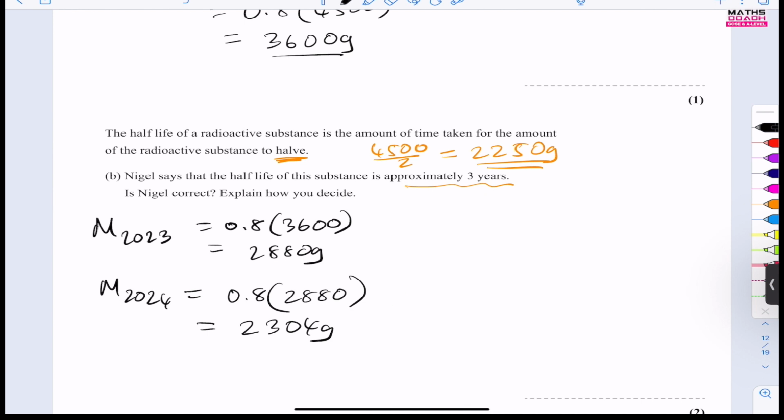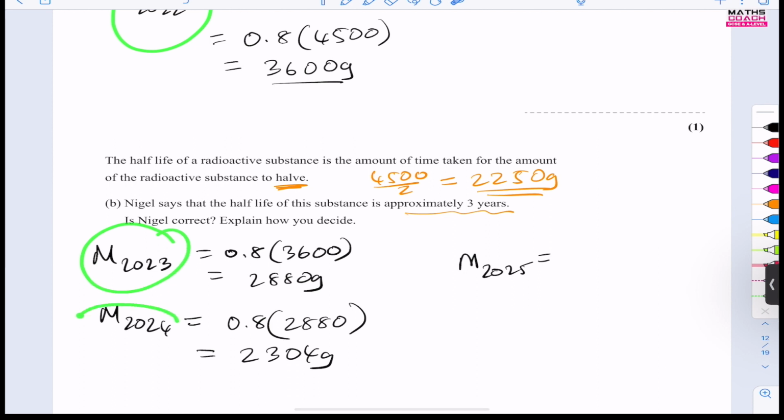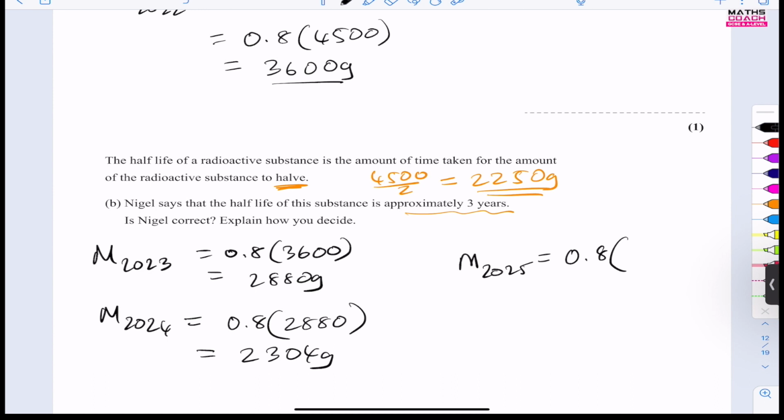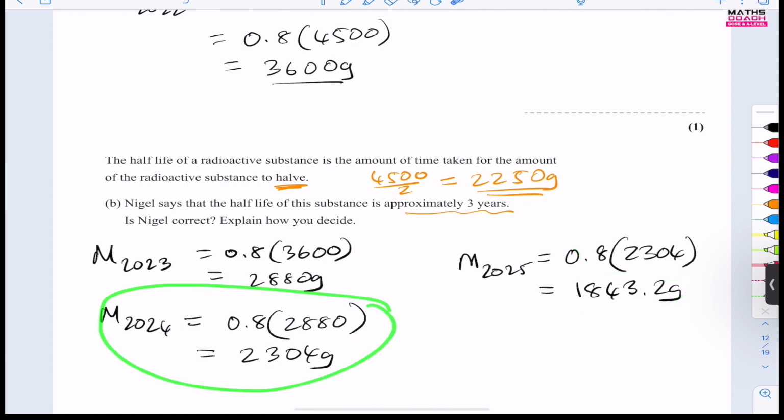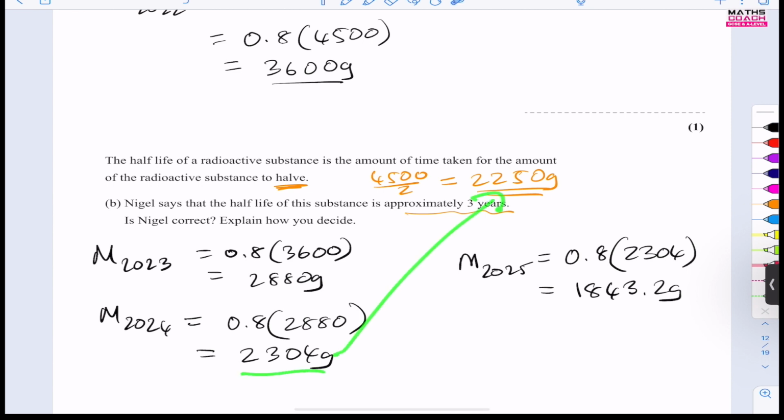Let's see what happens in 2025. So now we are in the fourth year, because remember, this is year 1, 2, 3, and now the fourth year. Okay, that's going to be 0.8 times 2024, which is 2,304 grams, and that gives us 1,843.2 grams. So you can see that it's more than half now, but 2024 is much closer, because 2,304 is closer to the half point, whereas this one is very far from the half point.